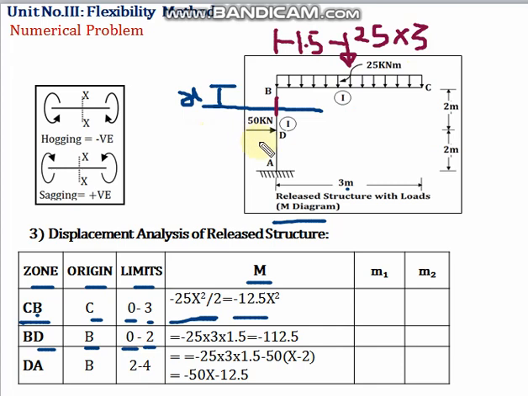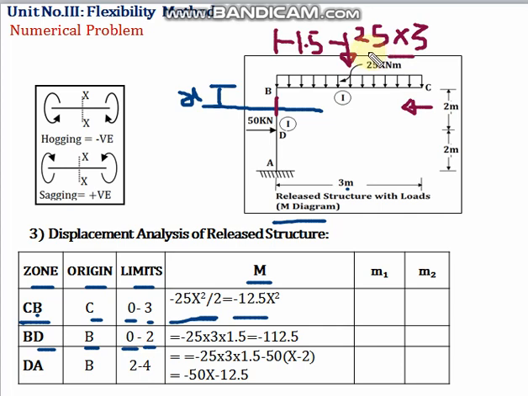Now for the BD zone, the axes are marked as shown in the figure. Both axes are here, one vertical and one horizontal, and the location which is B is x. We started our calculation from the right hand side, or from the C side. So for the load toward the right hand side of this axis, only one load is there, 25 Newton per meter, which is acting downward.